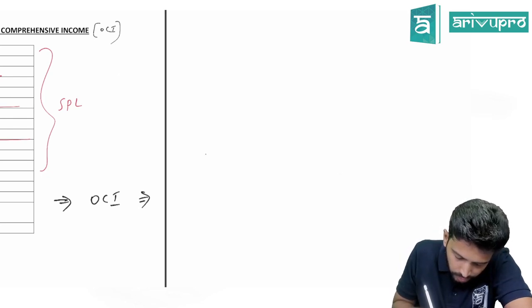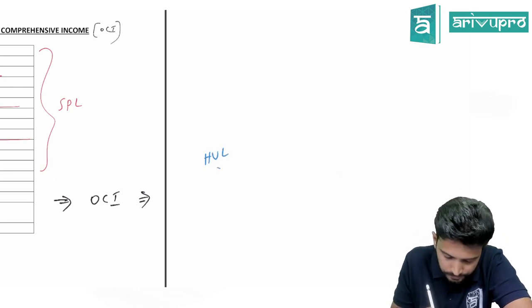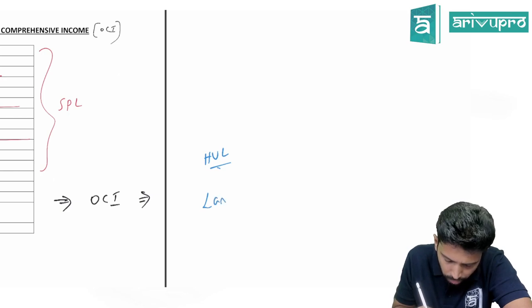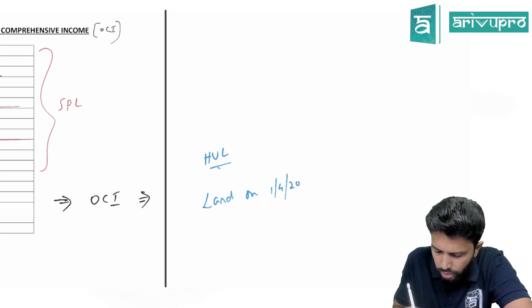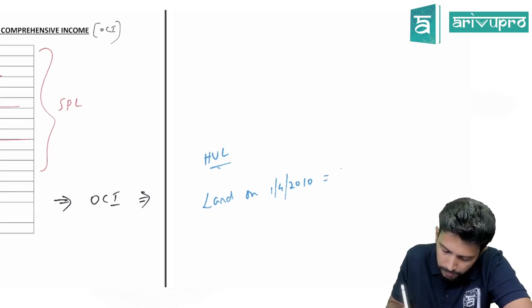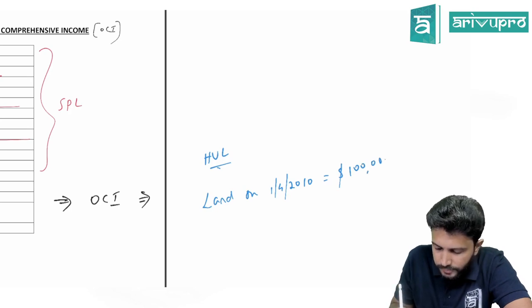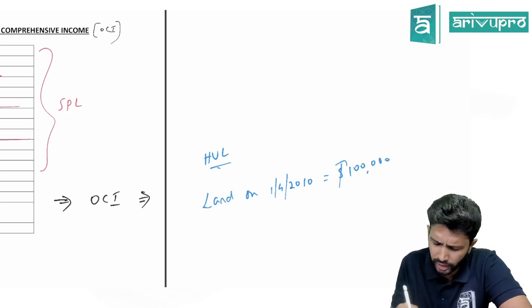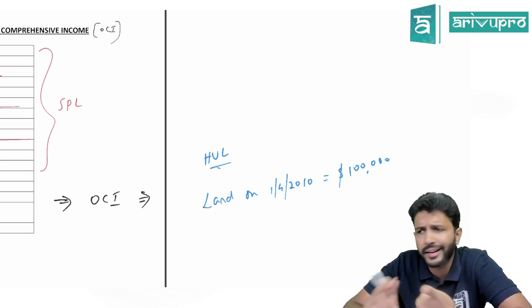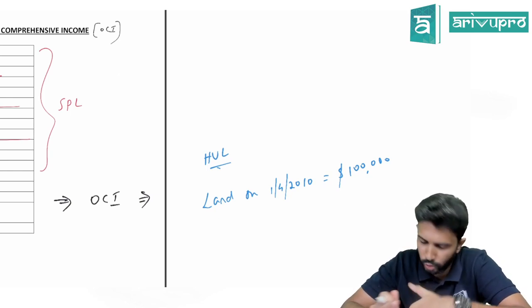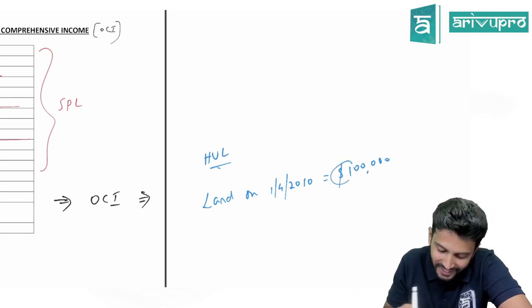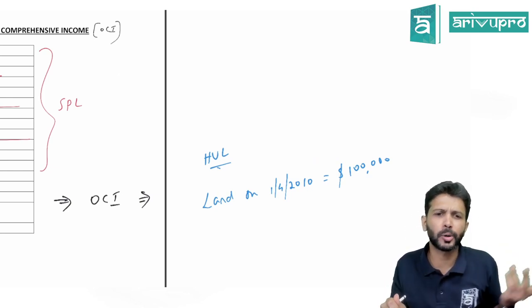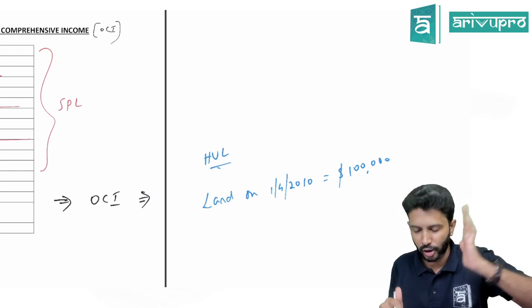Let's say there is a company called HUL, Hindustan Unilever. So this HUL bought a land. Let's say they had purchased a land on 1st April 2010 by paying $100,000. They paid $100,000 because in all our examinations you will not get the values in rupees, you will get it in dollars. The irony is, though it's a European based examination, all your numbers will be represented in dollars only. So as much as possible, I'm trying to give the examples also in dollars itself.